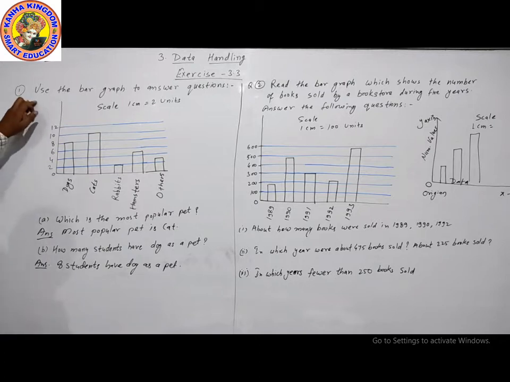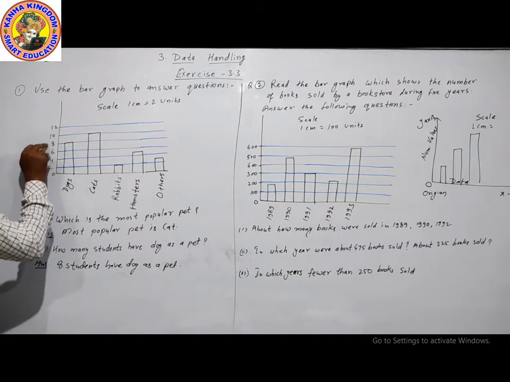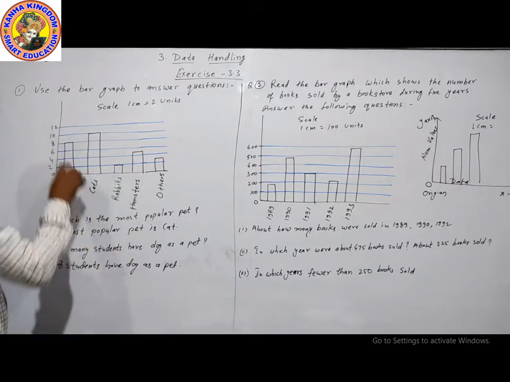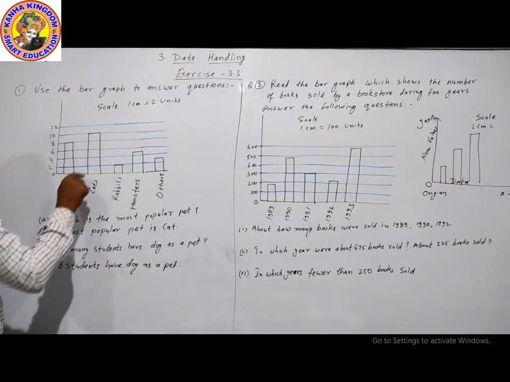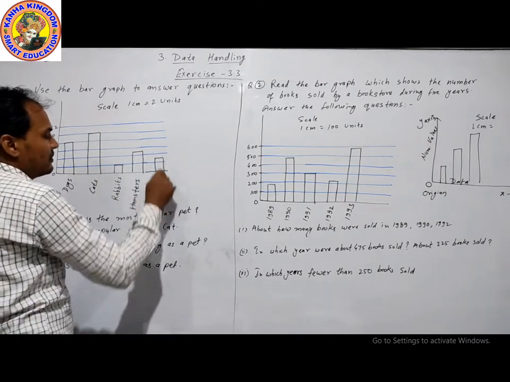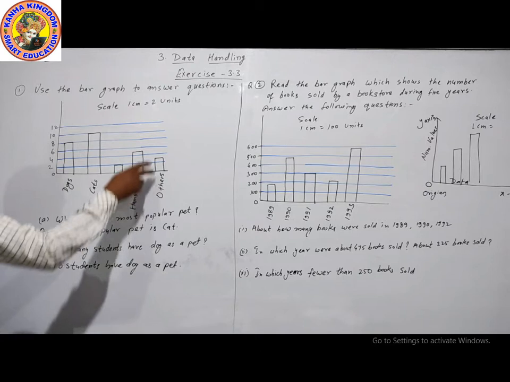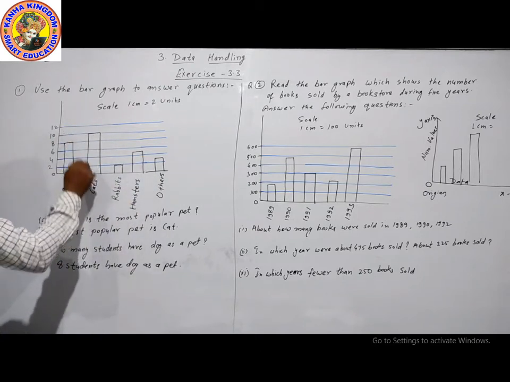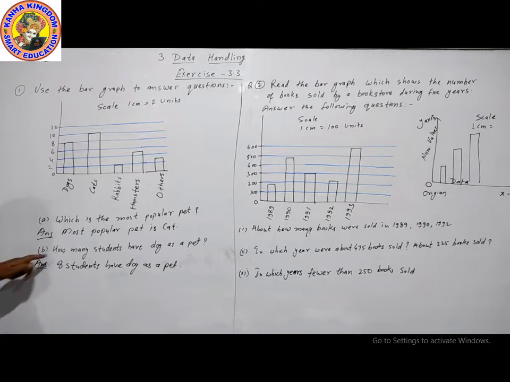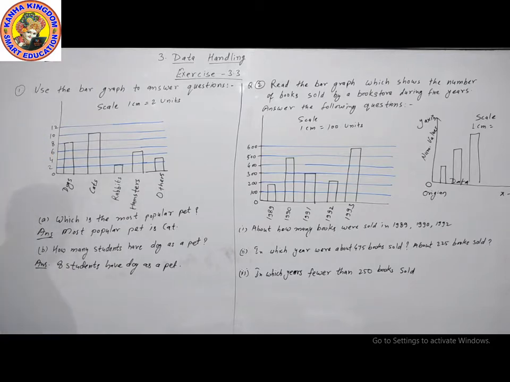Now take again from the beginning of this question. Use the bar graph to answer the question. Here is a graph, with naming 0, 2, 4, 6, 8, 10, 12. These are the lines and these are the bars. First bar is dog, second bar cat, third bar rabbit, fourth bar hamster, fifth bar others. Question number first: which is the most popular pet? The highest building is cat. So cat is the most popular pet. How many students have a dog as a pet? Dogs are 8. So 8 students have a dog as a pet.